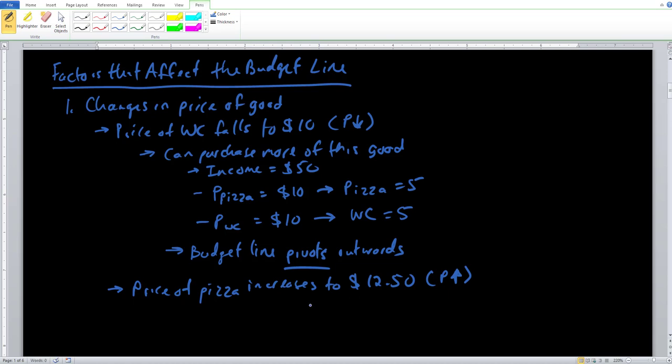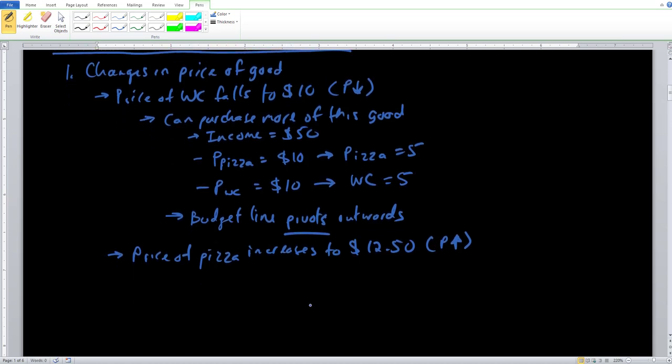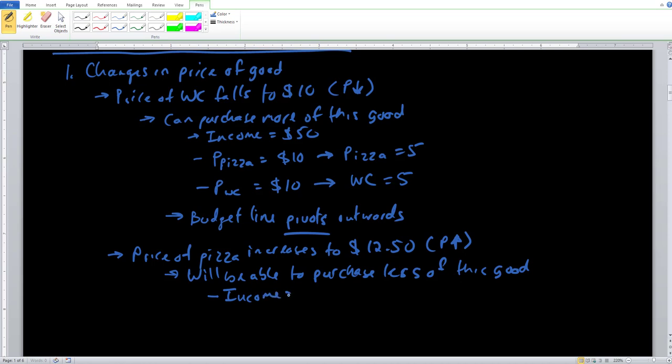If the price of pizza increases, what does that tell you? You're going to be able to purchase less of this good. Pizza has gotten more expensive, and we're still keeping your income constant at $50. So therefore, you're going to be able to buy less pizza. You're very sad in this instance. Once again, to see exactly what our budget line is going to do, we take a look at the income equals $50.